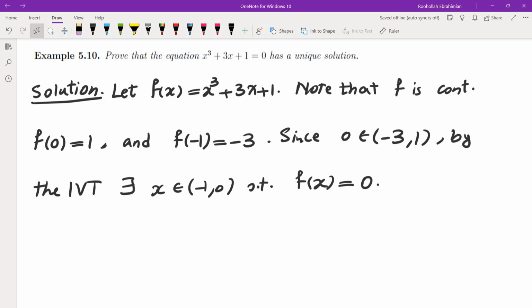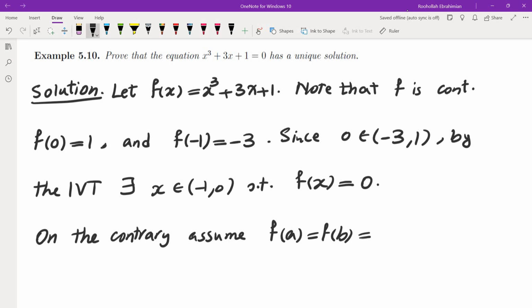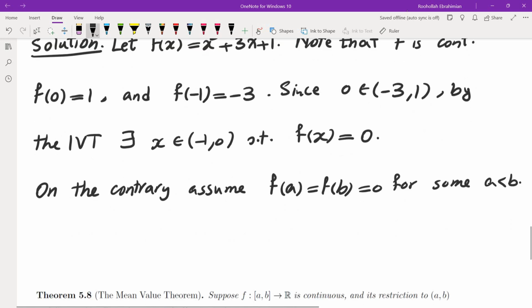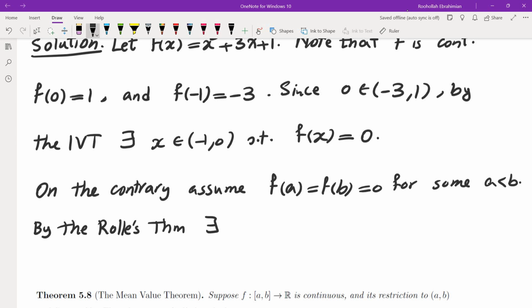Now we will have to show that there are not more than one solution. So on the contrary, assume there are two solutions. F of A is equal to f of B is equal to 0 for some A less than B. By Rolle's theorem, the theorem that we just proved, there's got to be some C between A and B such that f prime of C is 0.